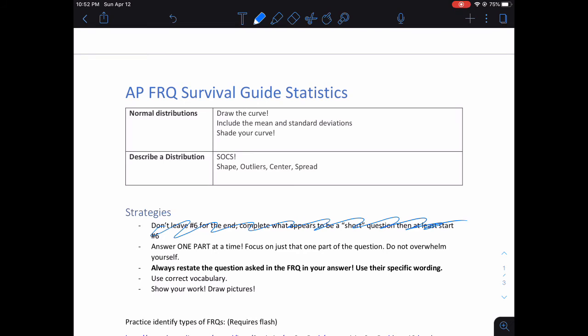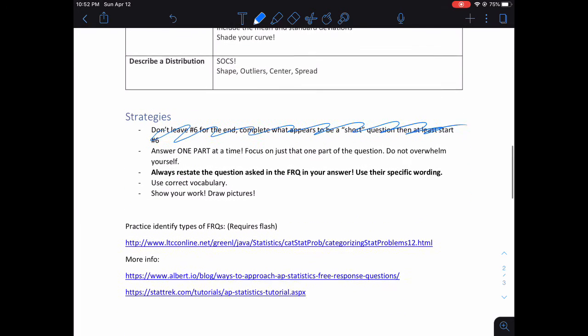And make sure you use correct vocabulary when we're working with a statistic versus a parameter. Make sure you use mean, mu, or x-bar depending on the situation. And make sure you're showing your work and drawing your pictures.